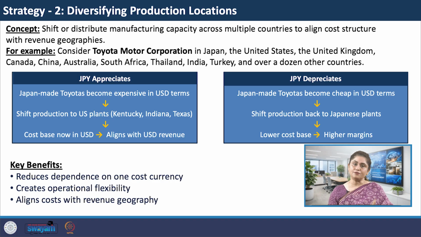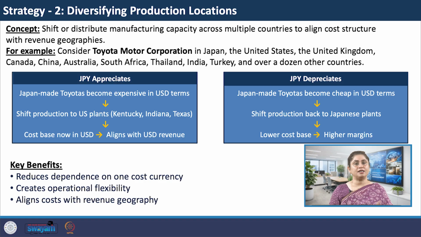So it can shift production back to the Japanese plants, benefit from the lower cost base, and capture higher margins on every vehicle sold abroad. It gives Toyota and the companies that follow this model three critical advantages. First, it reduces dependence on any single cost currency. No one exchange rate movement can structurally damage the business.